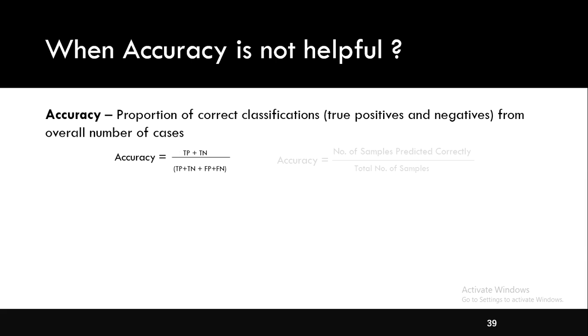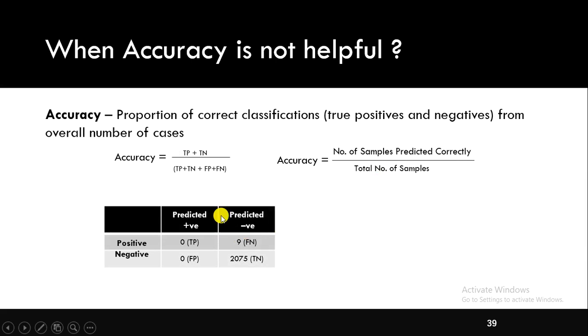Now let us look at the confusion matrix with different values for the same email classification model. In this case, we could see 0 true positives and 0 false positives. If you plug in these values here, you get the accuracy as 99.56%. So our model is saying I can predict both spam and non-spam emails 99.56% of the time. Is that statement correct? It is quite the opposite in this case.